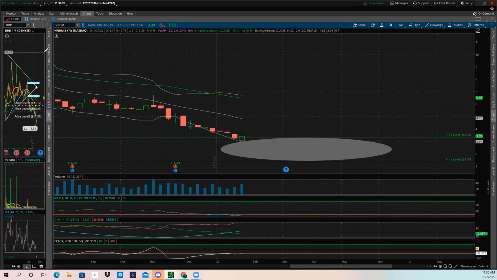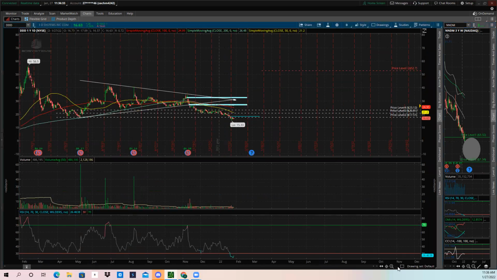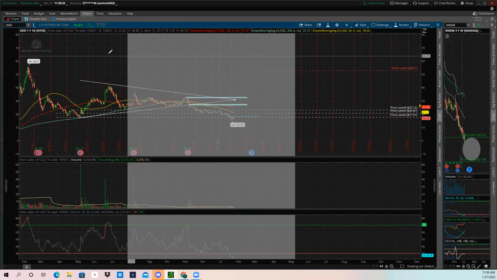All right. The second one we're going to go on to is going to be DDD, which basically falls under the same category. Now DDD had a nice pattern and to me has a little bit of a better setup, right? If you look here, it sold off and then it consolidated sideways for a good little bit before this recent sell off when everything just started selling off at the end of 2021. But this one is nice because it had a nice pattern.